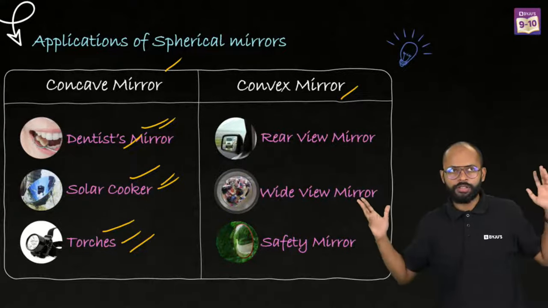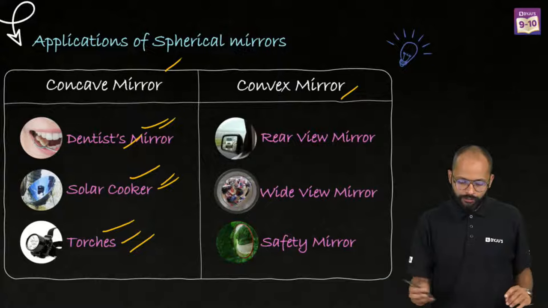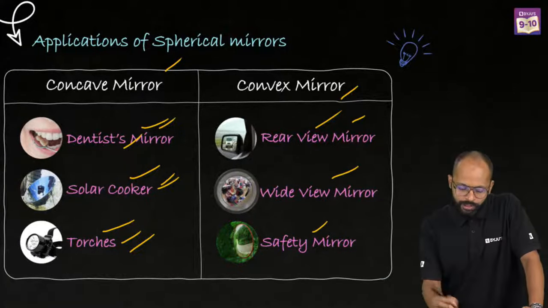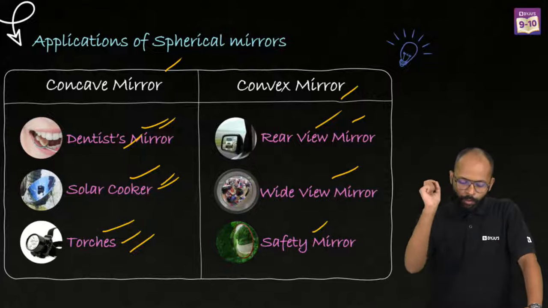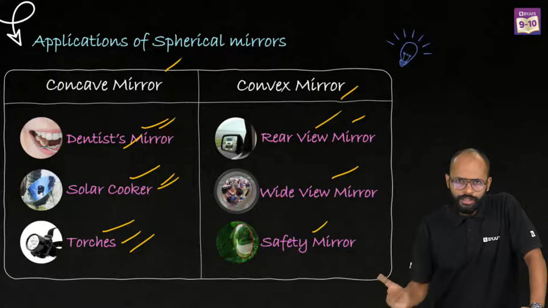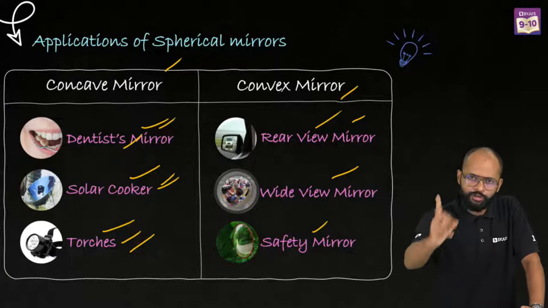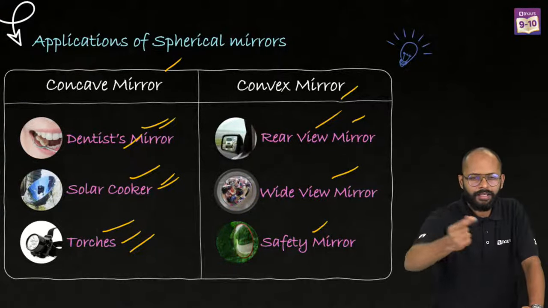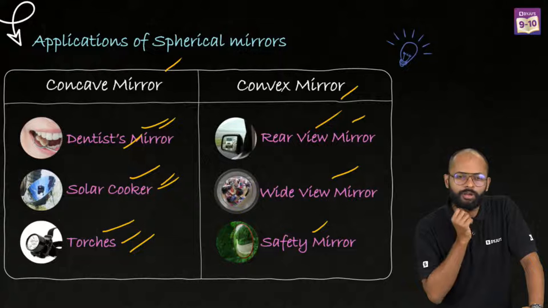You think about it. Sir, for convex mirror there is no case. There is no problem. Sir, rear view mirror, wide view mirror, safety mirror. Why? Give me one good reason. It gives you a virtual image, an erect image, a diminished image. Besides that, tell me one good line, one good word, quickly. Yes, special case, between pole and focus.